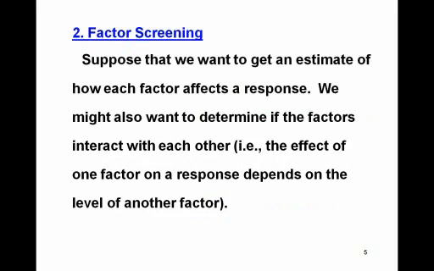Okay, going to factor screening. Suppose we want to get an estimate of how each factor affects a response. We might also want to determine if the factors interact with each other, i.e. the effect of one factor in response depends on the level of another factor.